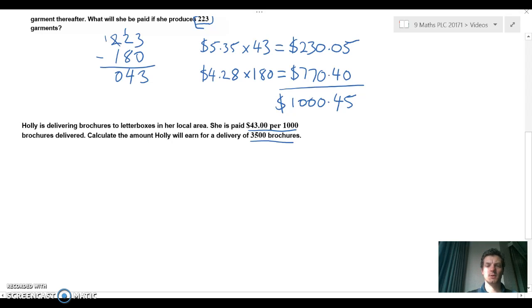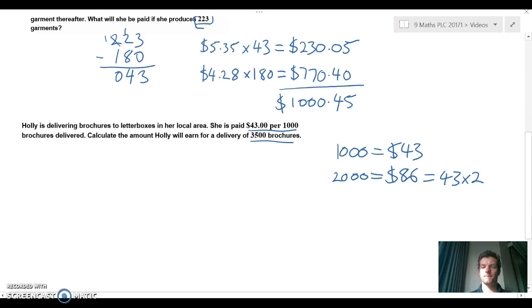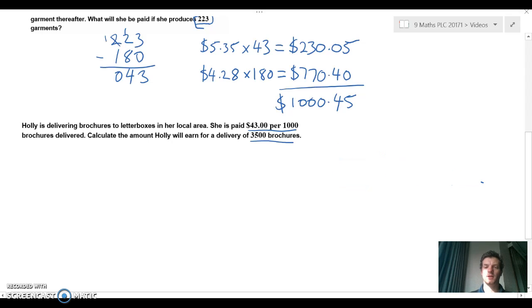Well, just briefly, let's think about this. If for 1,000 brochures she gets paid $43, for 2,000, well, she's going to get double that, so she's going to get 86. So what we're doing here is we should realise that the 86 is equal to 43 multiplied by 2. And how we come up with this 2 is we take the 2,000 over 1,000.